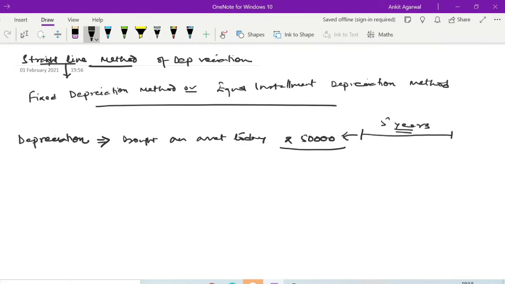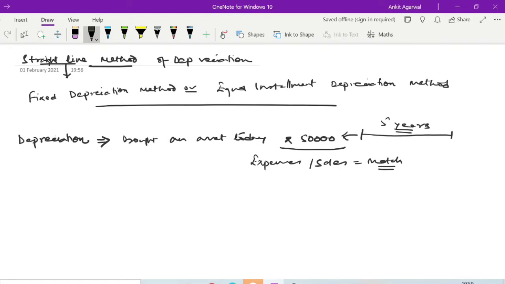So what do you think? Is it a good practice to charge the entire amount of 50,000 in the same year in which it is bought, even though it is evident that it will be providing service or will be used by the entity for the next 5 years? Correct. So it violates another accounting concept, which is the matching concept, right? Because matching concept says that expenses and sales for a particular period should match.